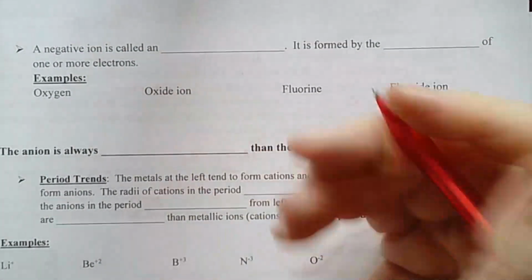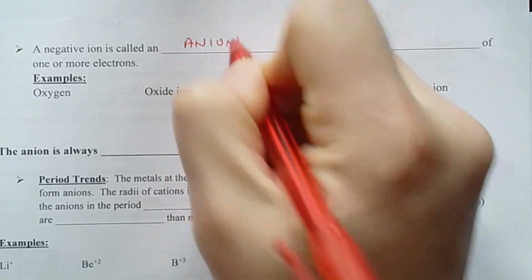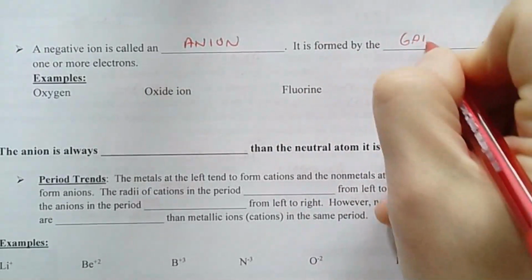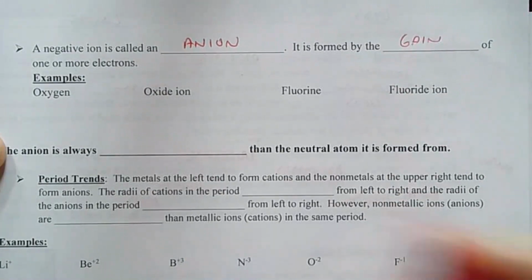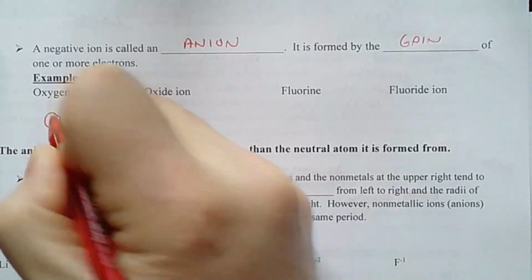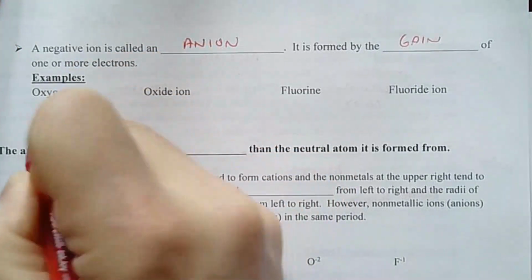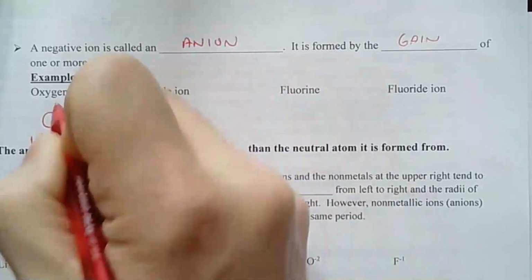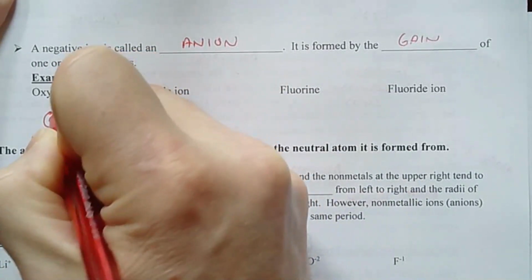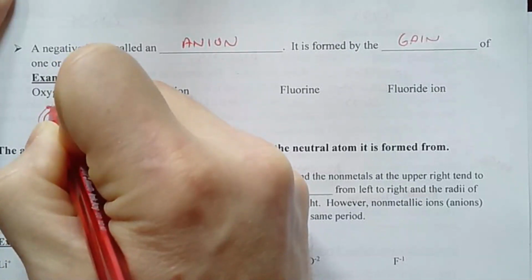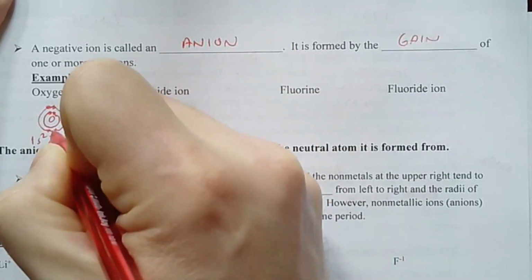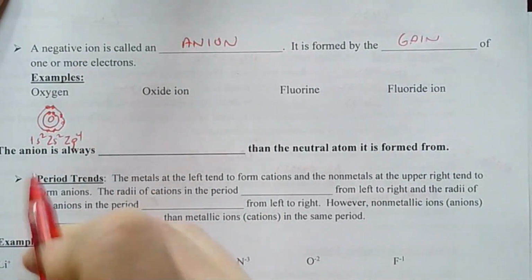Whereas a negative ion is called an anion, and is formed by not the loss but the gain of one or more electrons. So oxygen is 1s2, 2s2, 2p4. So there's the first ring, and there's a second. Okay, so there's oxygen: 1s2, 2s2, 2p4.